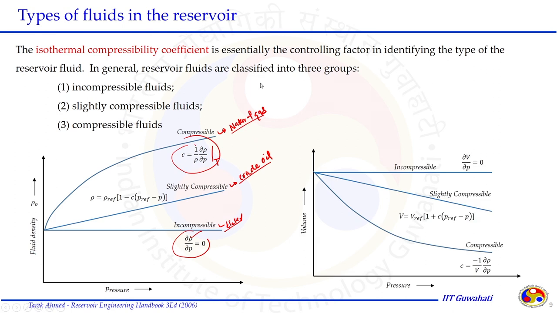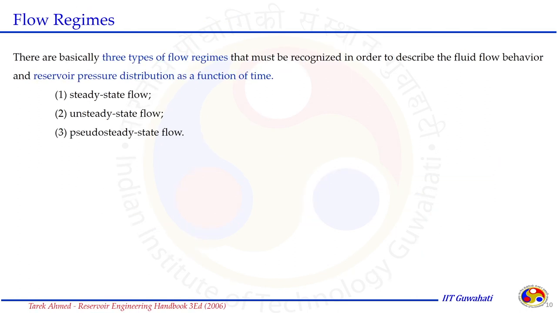A similar diagram can be drawn for the volume-pressure relationship. The volume either does not change when we apply pressure, or it changes linearly, or it changes non-linearly. Accordingly, we can classify the fluid as incompressible, slightly compressible, or compressible. The second important aspect is flow regime. There could be different possibilities for how this fluid is traveling and under what conditions it is traveling.